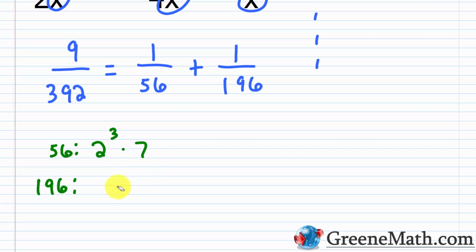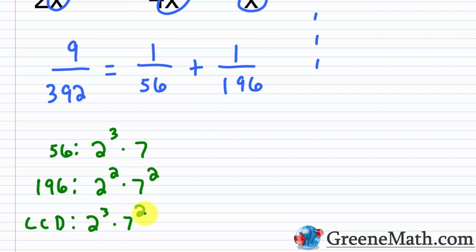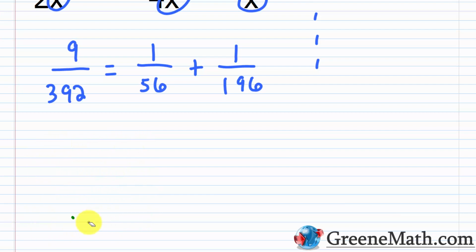And let me reverse that order. So let me put 2 squared first times 7 squared. So my LCD is going to be 2 cubed, which is 8, times 7 squared, which is 49. If I multiply 8 by 49, I do get 392. So I know my LCD is 392. So the LCD is 392.